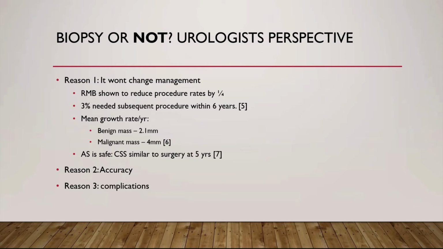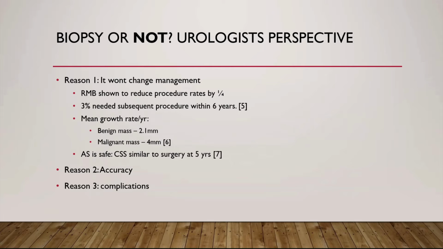So what reasons do urologists give for not biopsying? Well, the first one is it won't change the management. Studies have looked at this, and we actually know that renal mass biopsy does reduce the procedure rate by about a quarter, and only 3% of lesions needed a procedure within 6 years. There's also evidence from the DISSRM registry, a prospective trial published in European Urology 2016, which showed that cancer-specific survival rates were similar between active surveillance and surgery at 5 years.